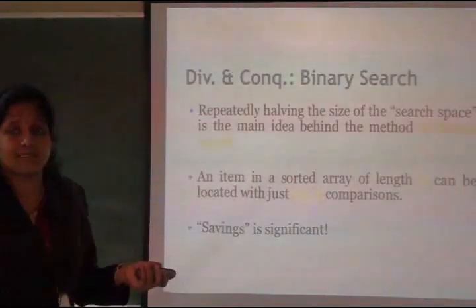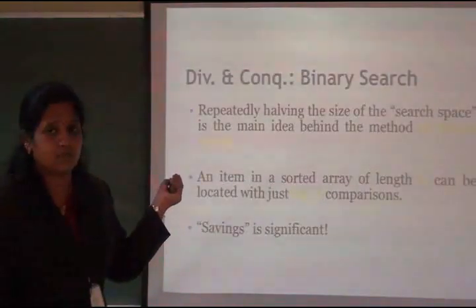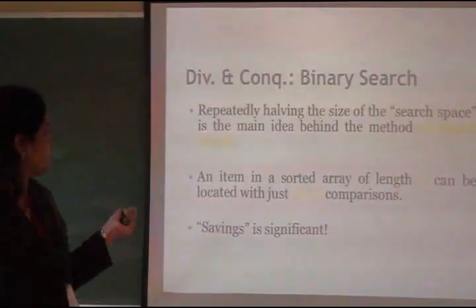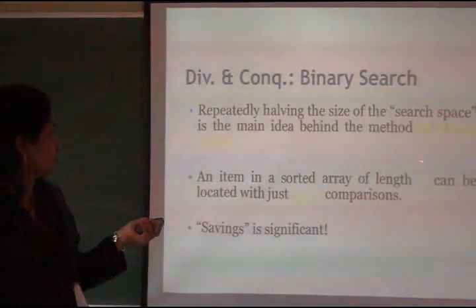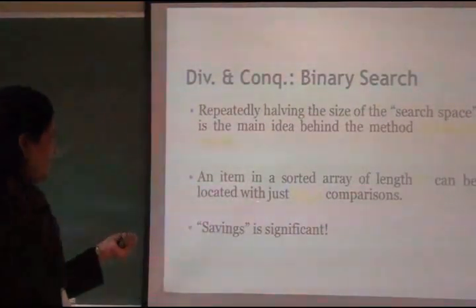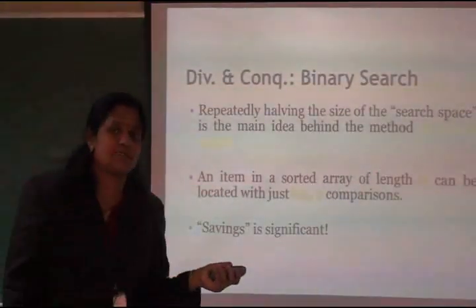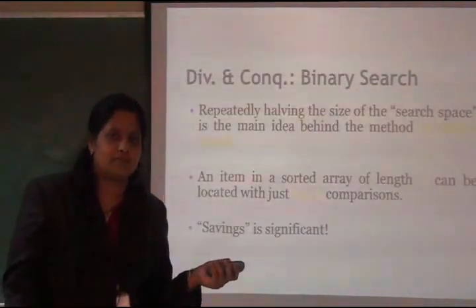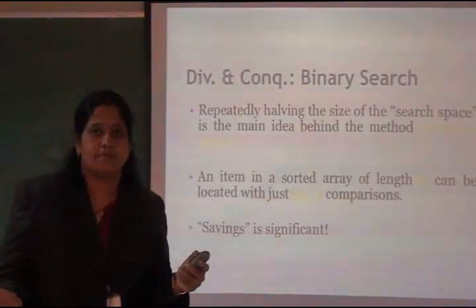So how can the binary search problem use the divide and conquer strategy? Whatever the number of elements, it should be divided into two. The search space or solution space can be divided into two halves, because it is binary. It is two halves only. An item in a sorted array of length n can be located with how many comparisons? For any number, there are log n comparisons. If there are n numbers in the array, it requires log n comparisons.